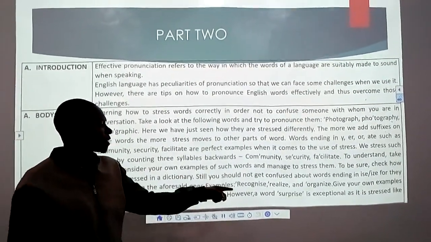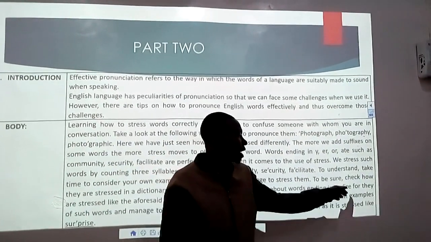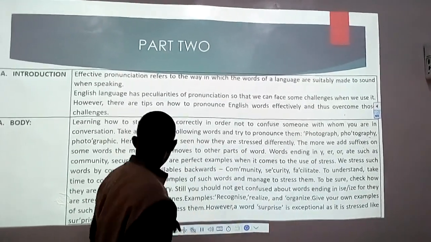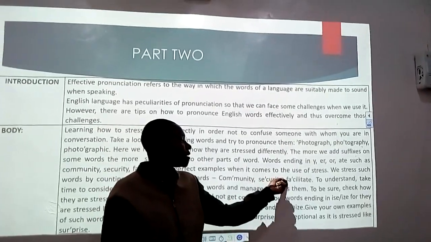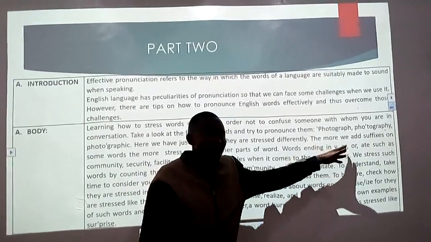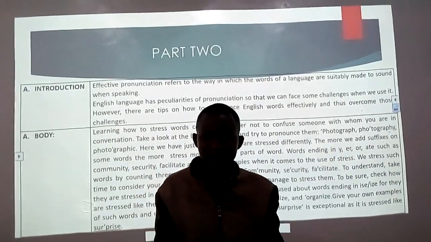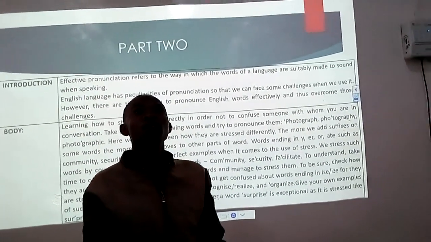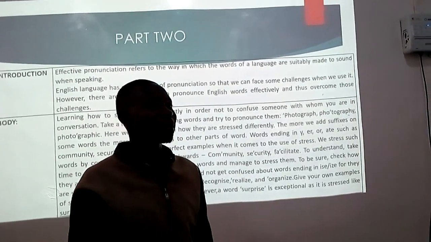Still, you should not get confused about words ending in -ize or -ise like this. Okay? Also, words ending in -y or -ate are stressed like this, as with the ones said before. They are stressed the same. Now, can you give me examples? Of course, you must have thought about verbs like organize. So some people are making mistakes.